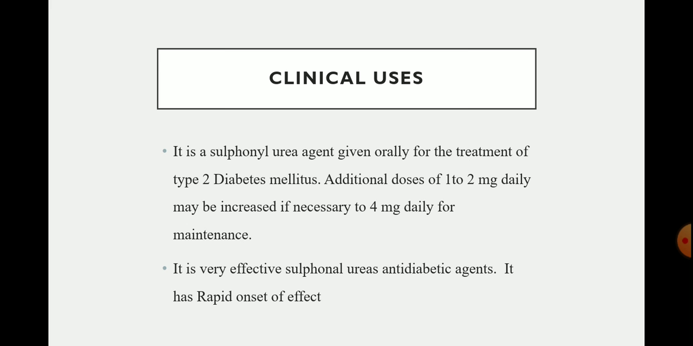Next is clinical uses of glimepiride. It is a sulfonyl urea agent given orally for the treatment of type 2 diabetes mellitus. The initial dose of 1 to 2 milligrams daily may be increased if necessary to 4 milligrams daily for maintenance. It is a very effective sulfonyl urea antidiabetic agent. It has a rapid onset of action. So these are the clinical uses of glimepiride.